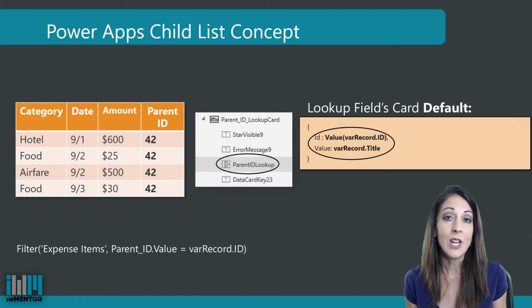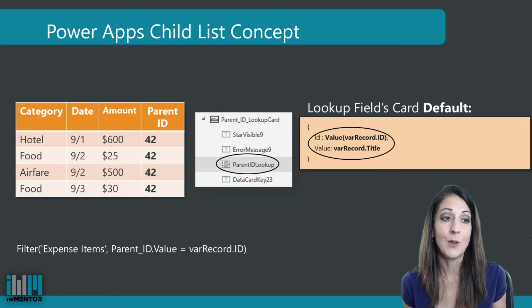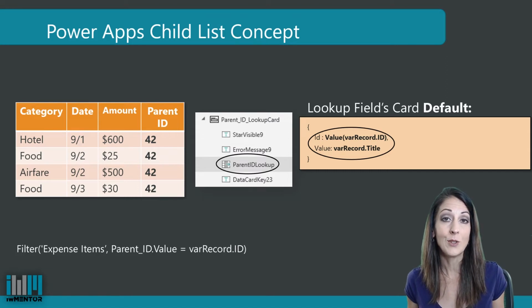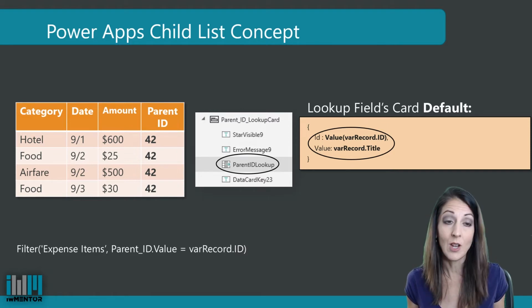So when I have a child list, this is going to be a separate SharePoint list, and this will be the expense items. This is the concept of this subtable. So I have things like category, date, amount, and then the parent ID. So the parent ID is where I'm storing the ID of that parent item, so all these child items will know which expense report they go with.